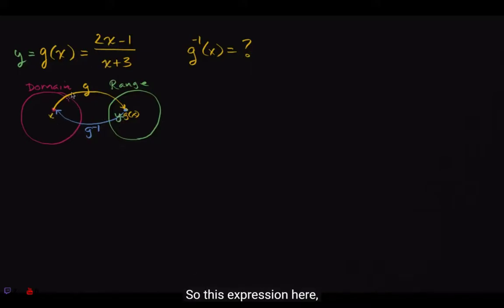So this expression here lets us know, if we have an x, this is what we do. We multiply 2 times it, we subtract 1, divided by x plus 3, and then that tells us what the associated g of x or what the associated y is. But what if we're given the y or the g of x? How do we get x? Well, we could just solve for x. So let's do that. If we said that y is equal to 2x minus 1 over x plus 3, let's solve for x so that for any y we get, we know the corresponding x.